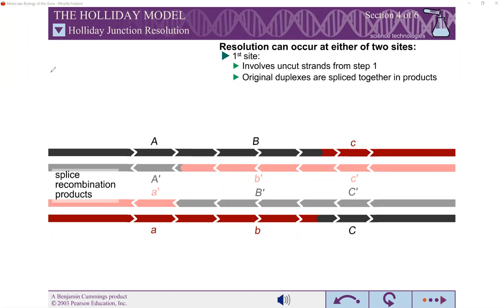When cleavage occurs in the plane, then it is referred to as patch recombination product. Patch recombination product.